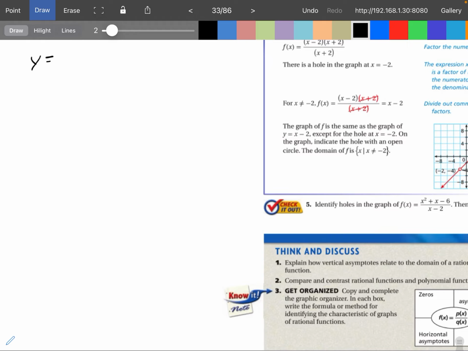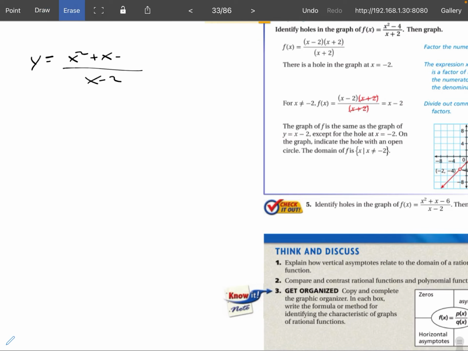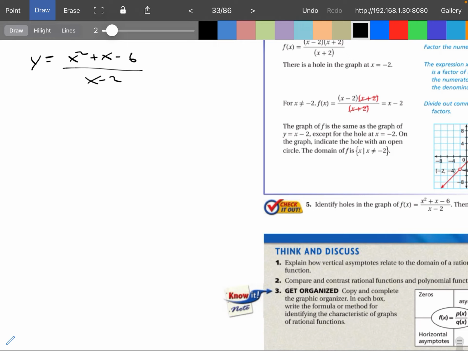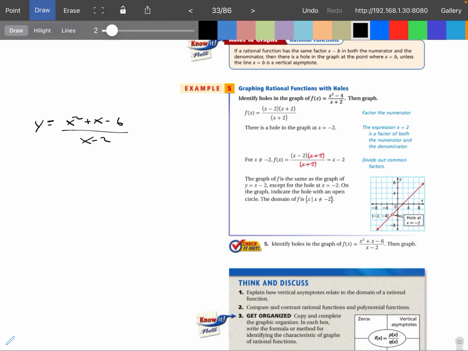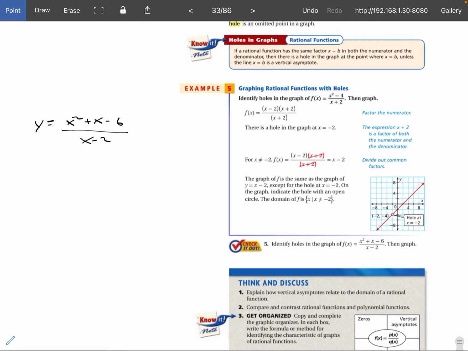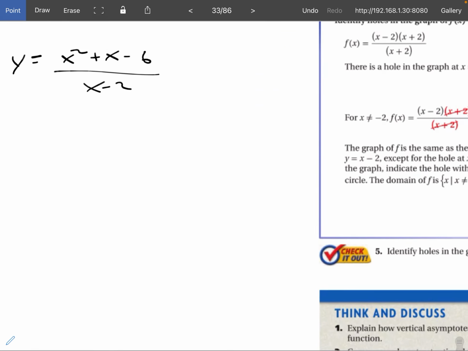So what we're going to do is our function on this one is going to be y equals x squared plus x minus 6 over x minus 2. And what this one says in the directions is that they want us to identify any holes in the graph. So the directions right here say identify any holes in the graph and then graph it.